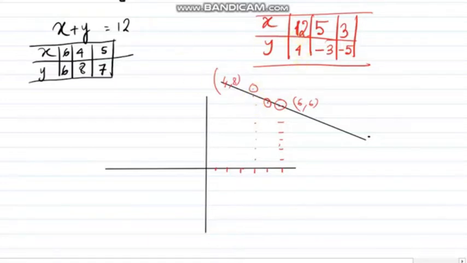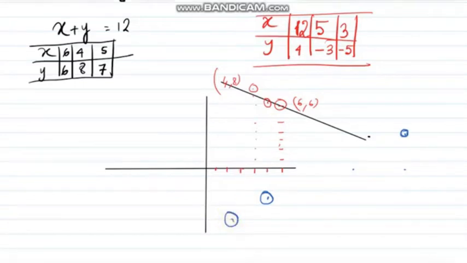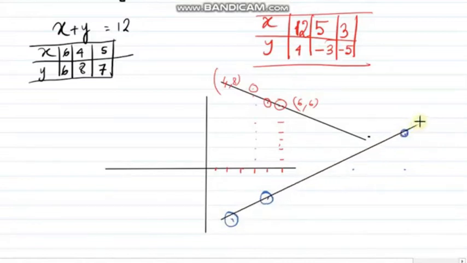So x equals 12, y equals 4. Next, if I plot a couple of points, suppose x equals 12, y equals 4 will be somewhere over there. I am just plotting randomly. So x equals 5, y equals minus 3, somewhere over there. x equals 3, y equals minus 5, it will be somewhere over there. So if I draw the line through them, it will be like this.